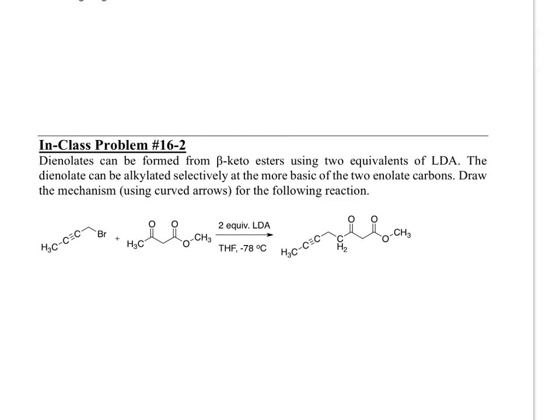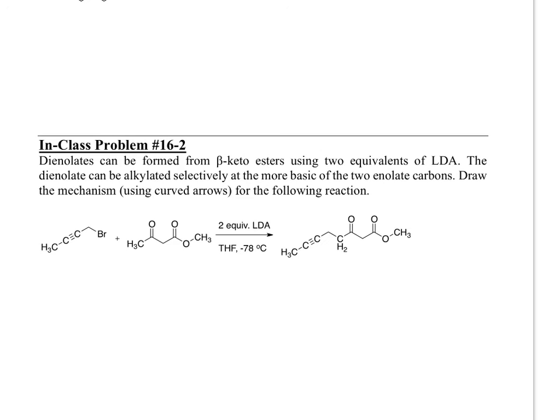dienolates can be formed from beta-keto esters. So here's a beta-keto ester. So we've got a 1,3-dicarbonyl compound. And if we treat this with 2 equivalents of LDA, we'll make a dienolate. That means we've got 2 enolates on the same molecule. And dienolates can be alkylated selectively at the more basic of the 2 enolates.